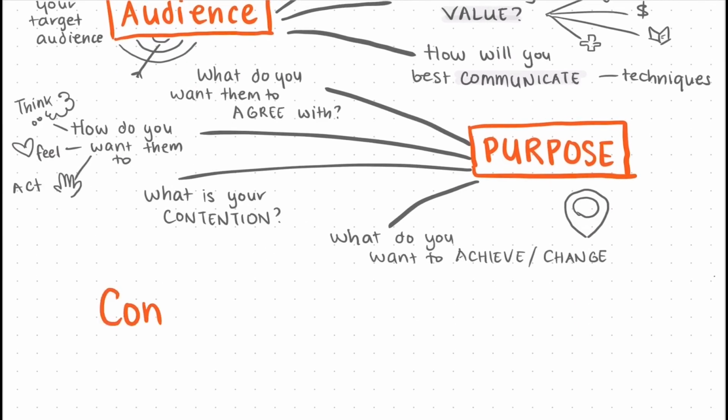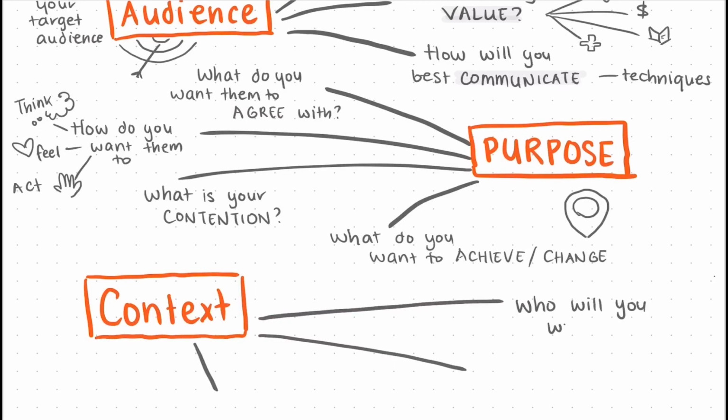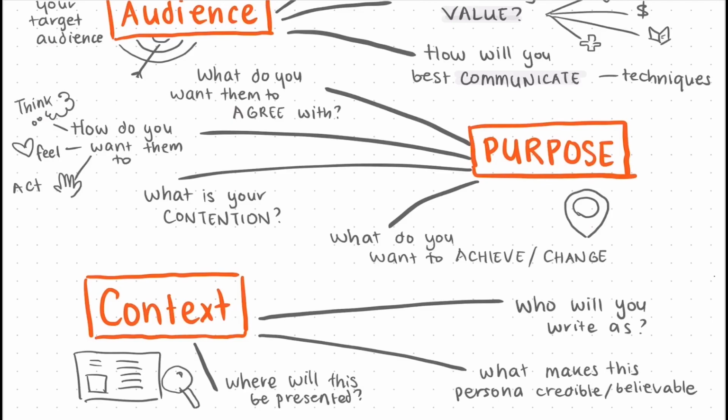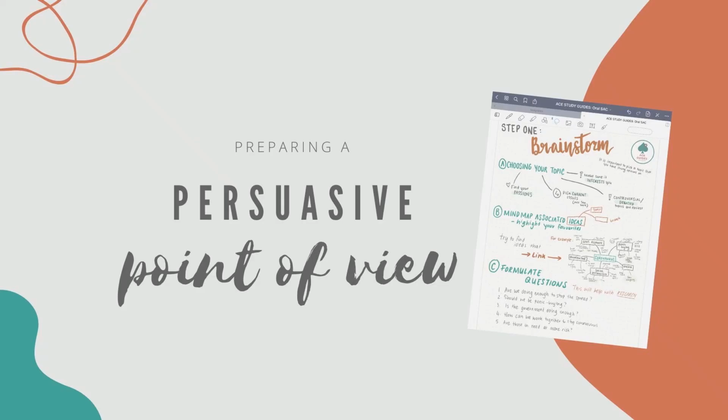The last step is your context. Here you need to decide who you will write as. Are you going to adopt a persona that makes it more believable? And where will this be presented? Now you should have completed how to prepare for a persuasive point of view.